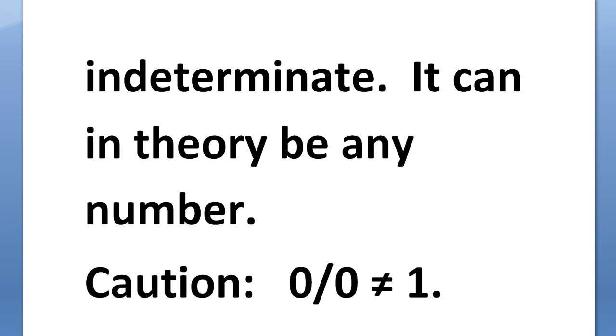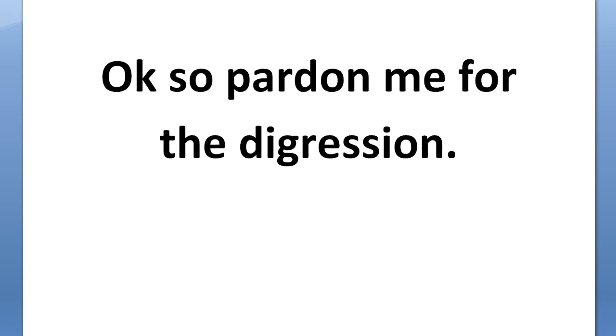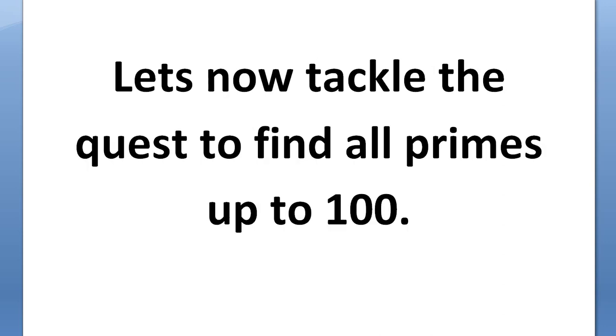So a word of caution, if you see 0 over 0, it does not equal 1. 1 over 1 equals 1, 2 over 2 equals 1, 3 over 3 equals 1, n over n equals 1, as long as n is not 0. So 0 over 0 is indeterminate. Okay, so pardon me for the digression.